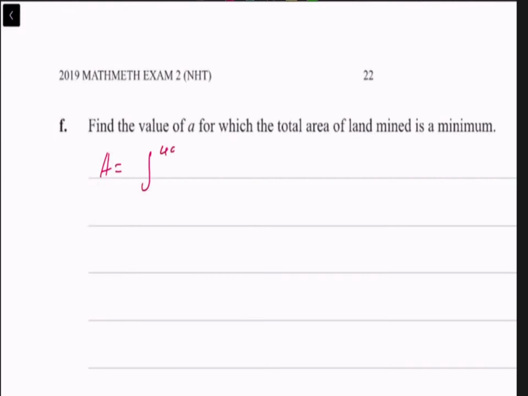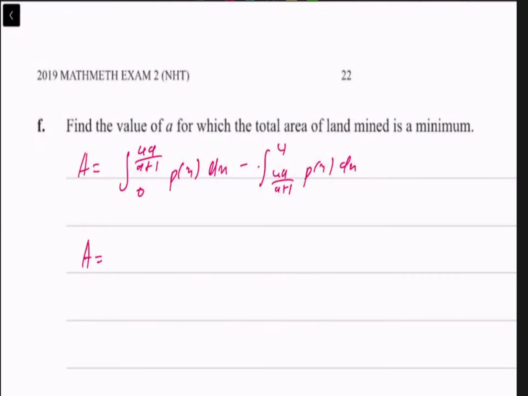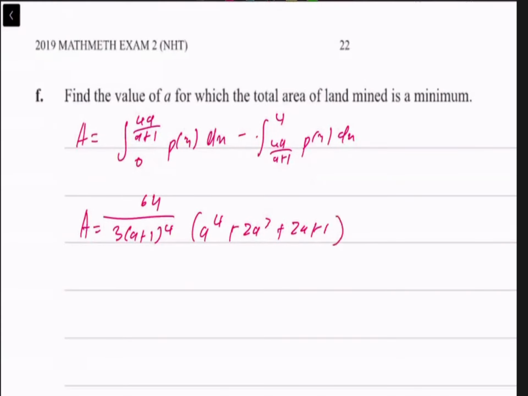So we're going to do the integral from 4a to a plus 1 to 0 of p(x) dx. So this is the x-intercept. Make sure you find that. Then the integral of p(x) dx minus the integral from 4 to 4a, a plus 1, of p(x) dx. It's important that you don't solve this immediately because we want something in terms of a. So for now, we're just going to get a function in terms of a by expanding this, plus 2a plus 1. Then you can easily find a minimum with this.